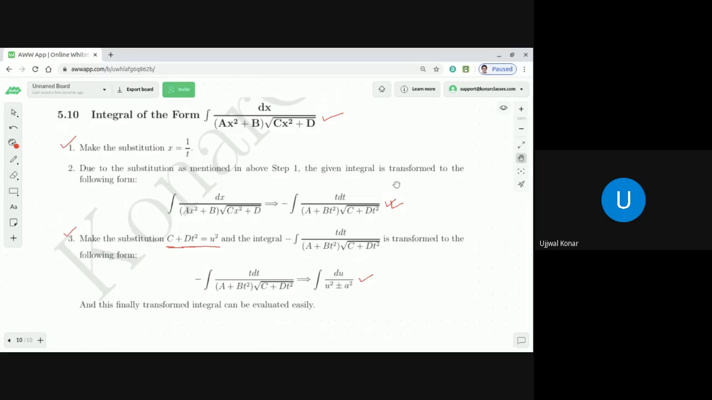The first substitution is that x equal to 1 by t, which is there in step 1. After that, you get this form as you see in step 2. And after that, whatever you get in step 2, that integration of t dt by (capital A plus capital B t square) into square root of (C plus capital D t square), again we make another substitution, C plus capital D t square equal to u square. And then you get a new transformed one, which is integration of du by u square plus minus a square. You will get either plus a square or minus a square, but in any case, you know the formula and proceed further, right? No, dear students? Yes.